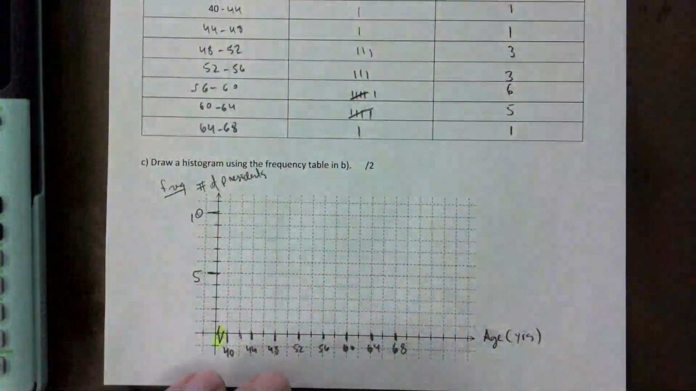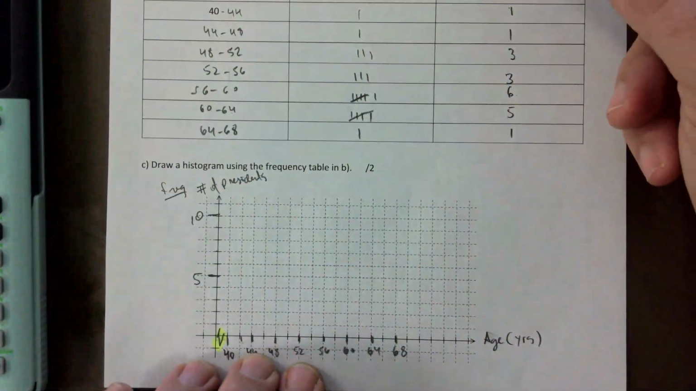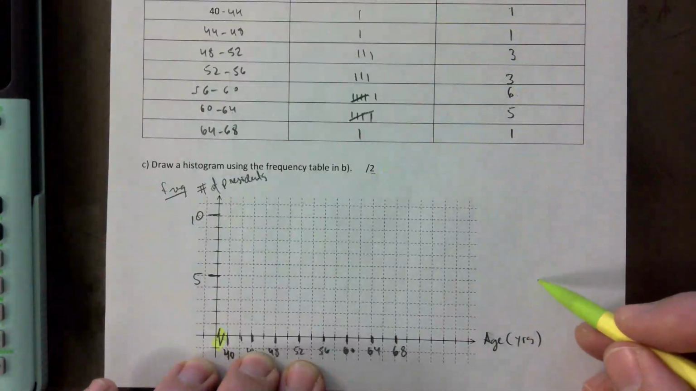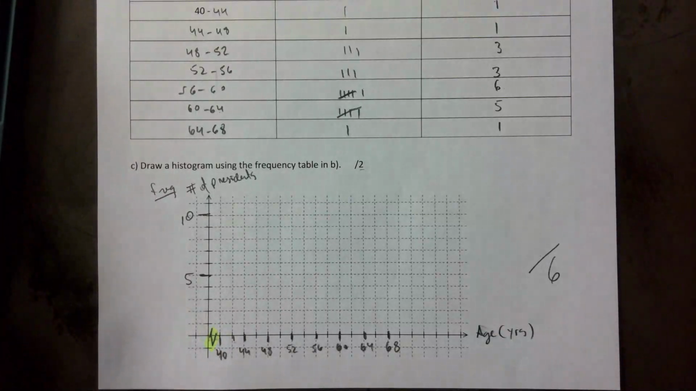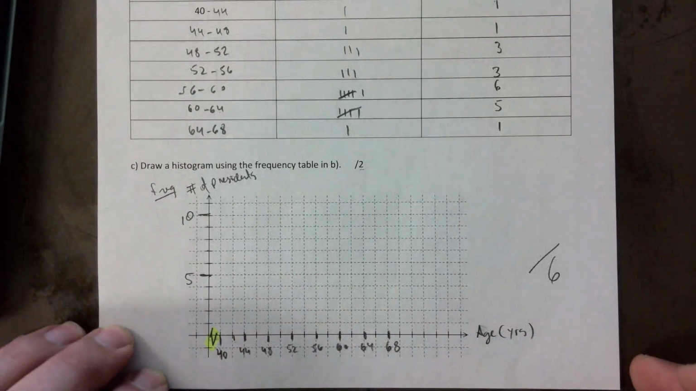So what are we at in total for this page? It's 2, 4, 6. So this page is worth 6 marks if you did everything correctly. And then the back side.